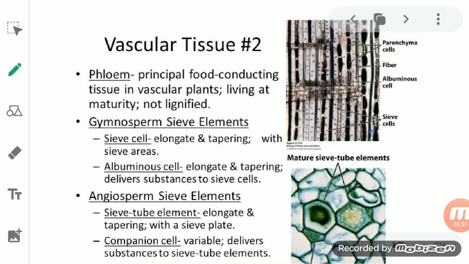Now if we talk about these sieve tubes or sieve cells, you see they lose their nucleus. It means there is no nucleus, or we can say they are without nucleus. In the case of the sieve tube or sieve cells, they are enucleated. Enucleation occurs when they become mature. As they become mature, they lose their nucleus and become enucleated.